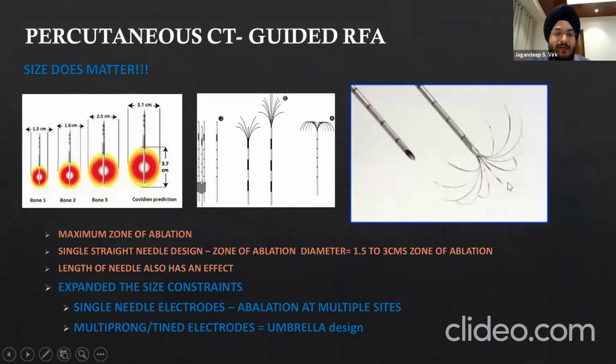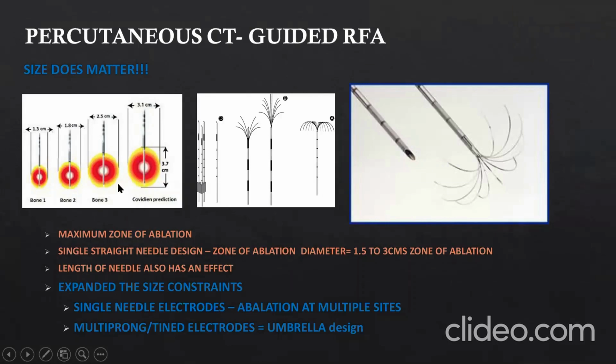So, some technical inputs as far as percutaneous CT-guided RFA is concerned. Case selection is very important. The size of these lesions is very critical in relation to the kind of needle we are using, because as we can see in the first figure, there is a zone of ablation where we are able to effectively burn the lesion, depending on the diameter and the length of the needle. In most of the standard needles, we are able to ablate an area of about 3 centimeters.